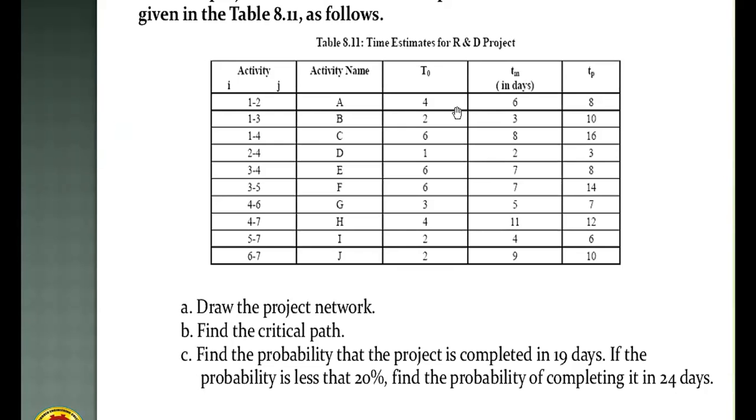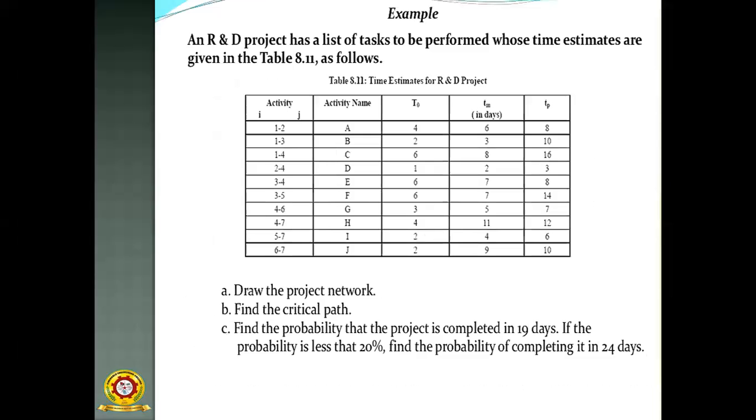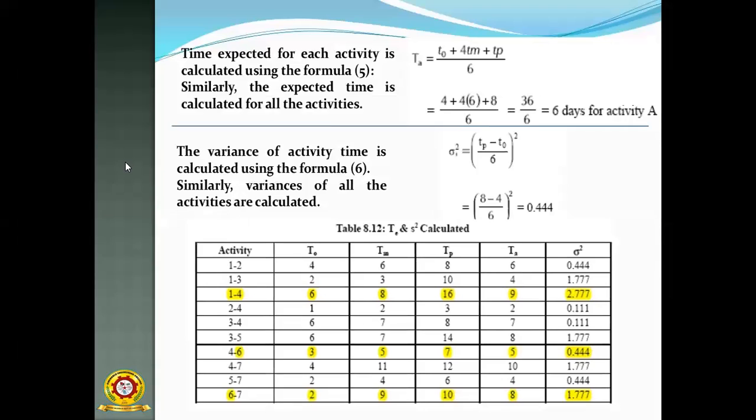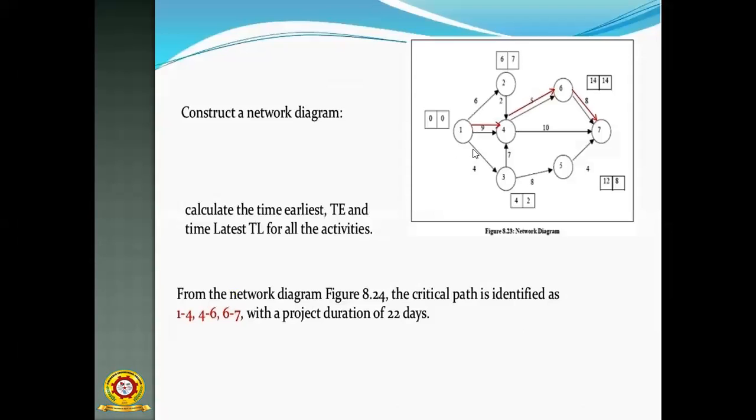So this is the data. From this data, first you have to draw the project network, and after that find out the critical path. For this there is a procedure. First you have to find out TE of each and every activity. After that you have to find out the variance. Once you find both, then we construct this table, and only then we find out the critical path. Then the network diagram, because the TE is substituted in the network diagram like this.